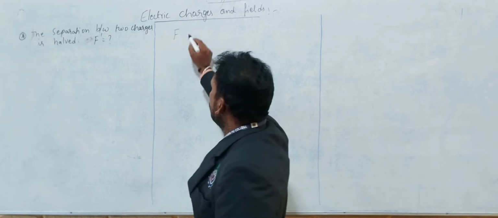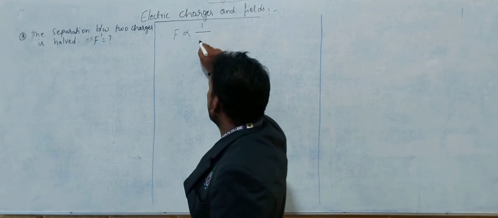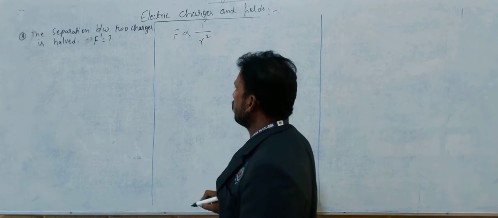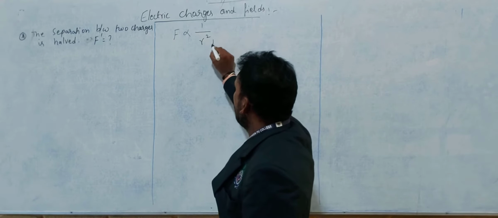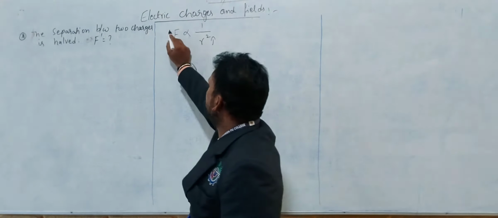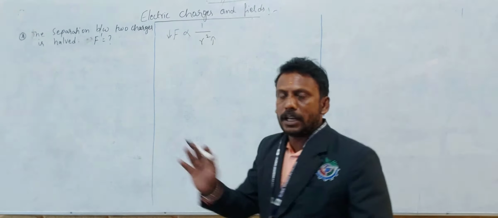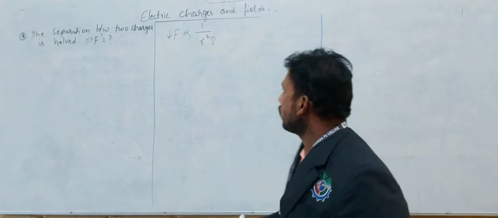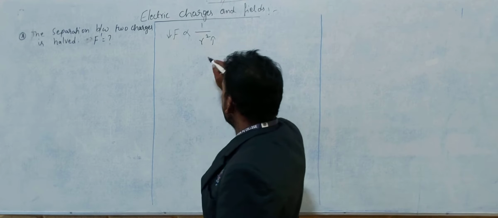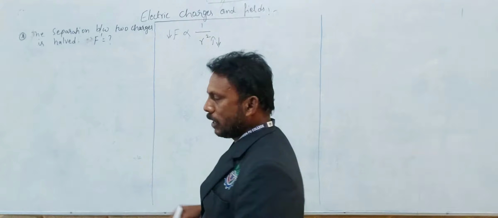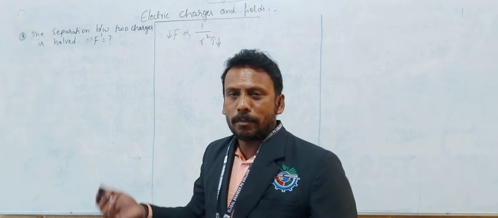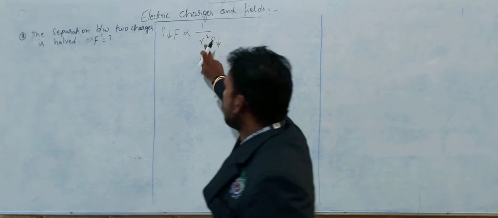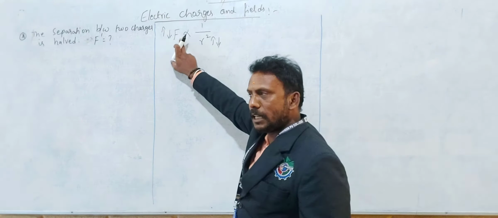particles is inversely proportional to the square of the distance of separation. If the separation between the charges increases, the force will decrease. If the separation is reduced to 1 by 2 times or 1 by 3 times, the force will increase. If separation increases, force decreases.